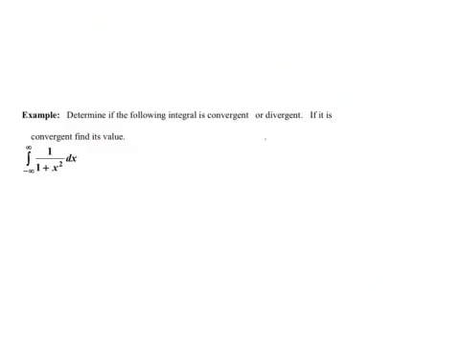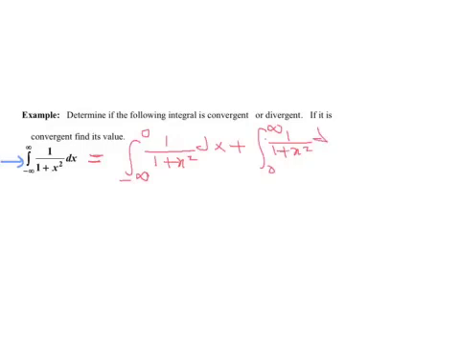Now one more example for the first type of improper integration, which is integration from minus infinity to infinity. Since we have two infinities, we have to break this into two integrations using any number in the middle. We can use a 0, for example, or a 1. So minus infinity to 0, 0 to infinity, 1 divided by 1 plus x squared dx.